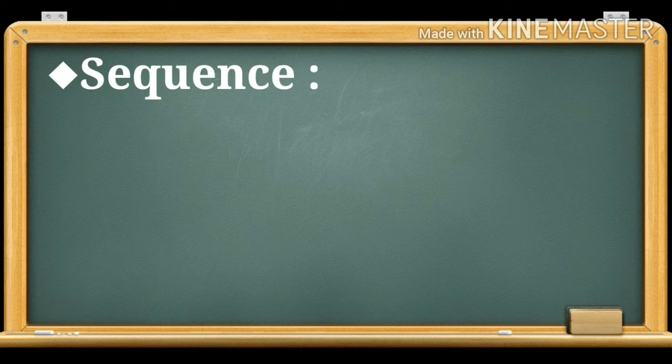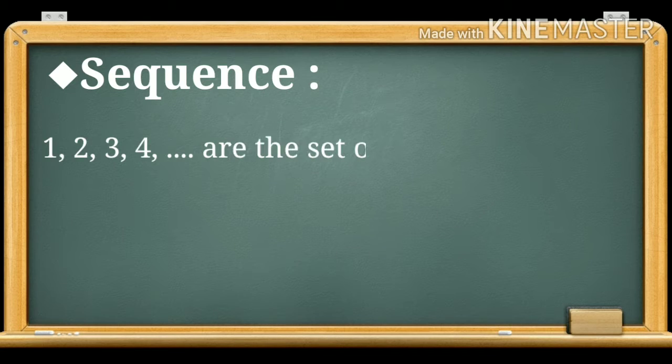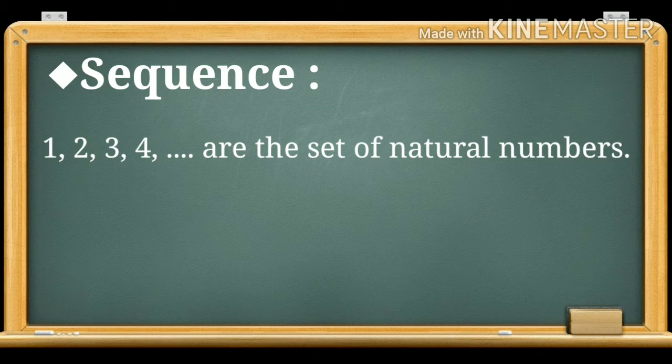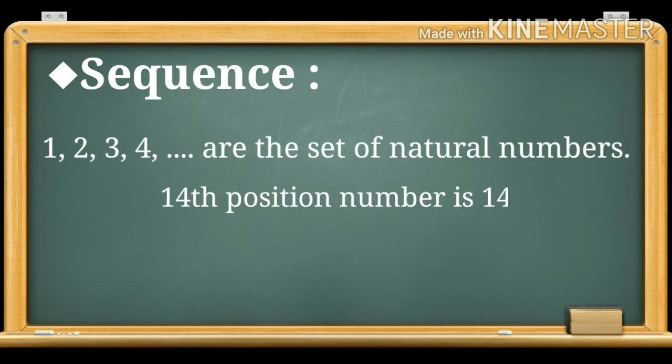When we write numbers 1, 2, 3, 4 and so on in an order, here we write natural numbers, correct? So, in this order, we can easily tell the position of any number. So, tell me which number comes to 14th position? Number 14 is at 14th position.